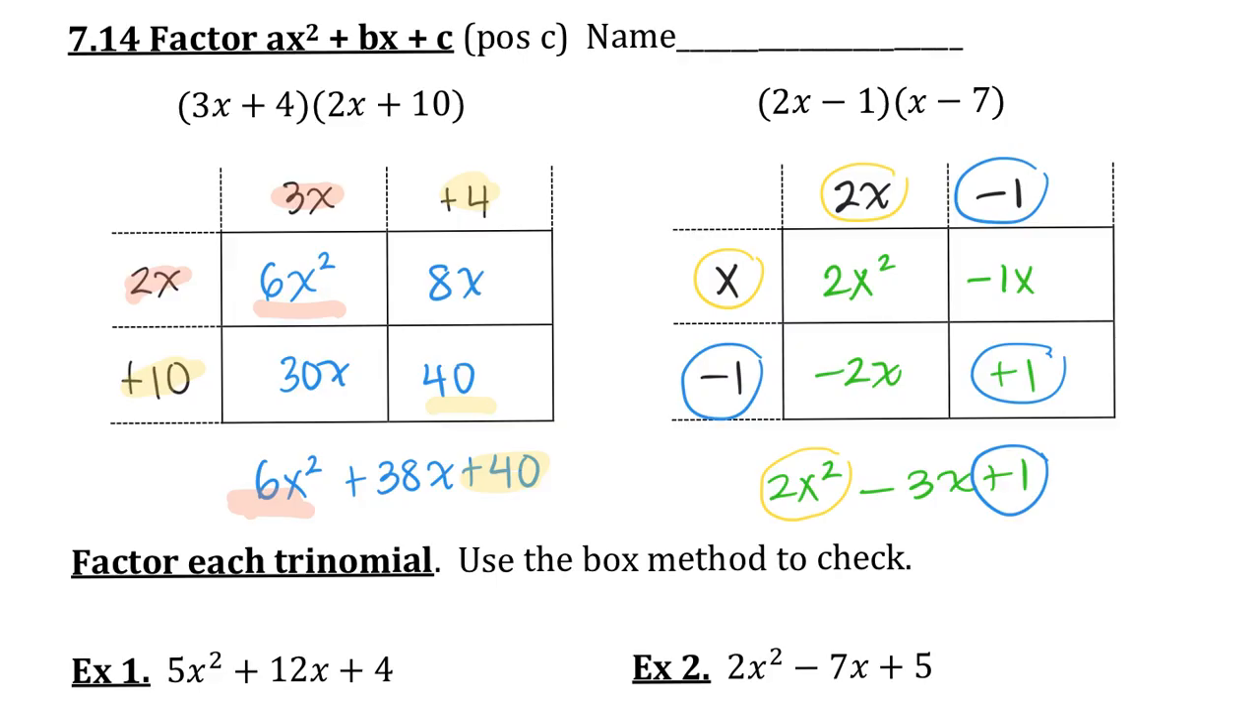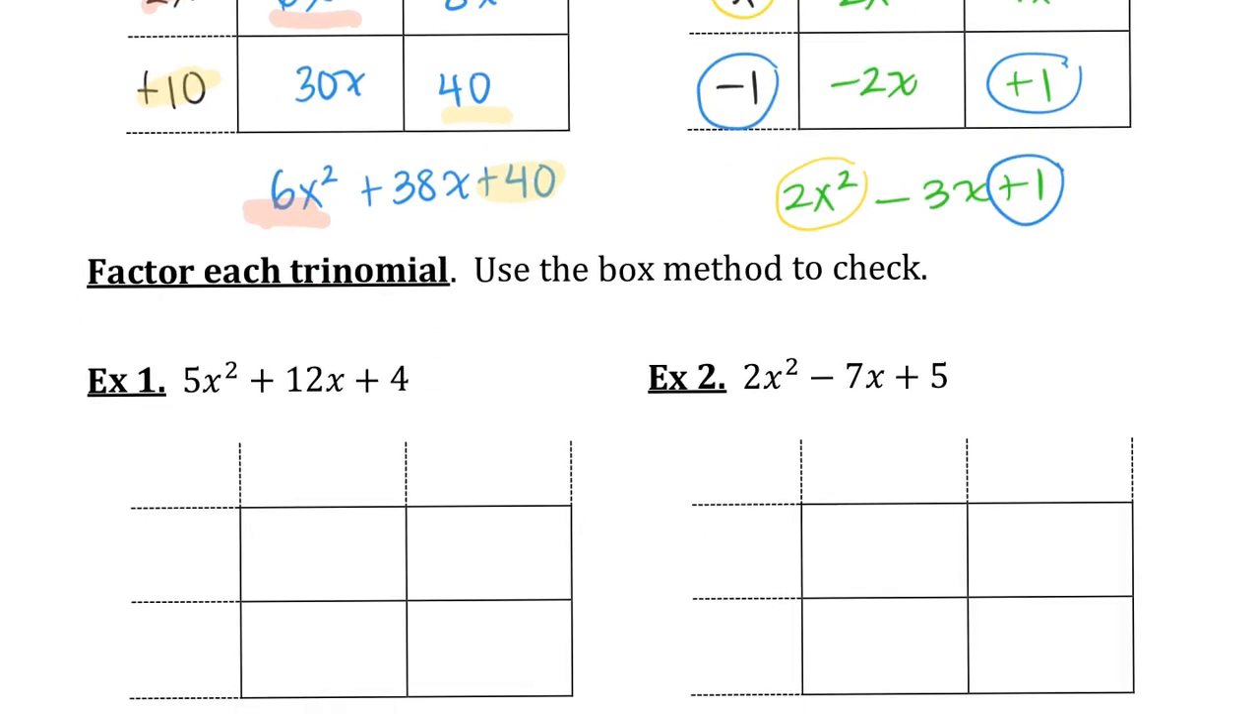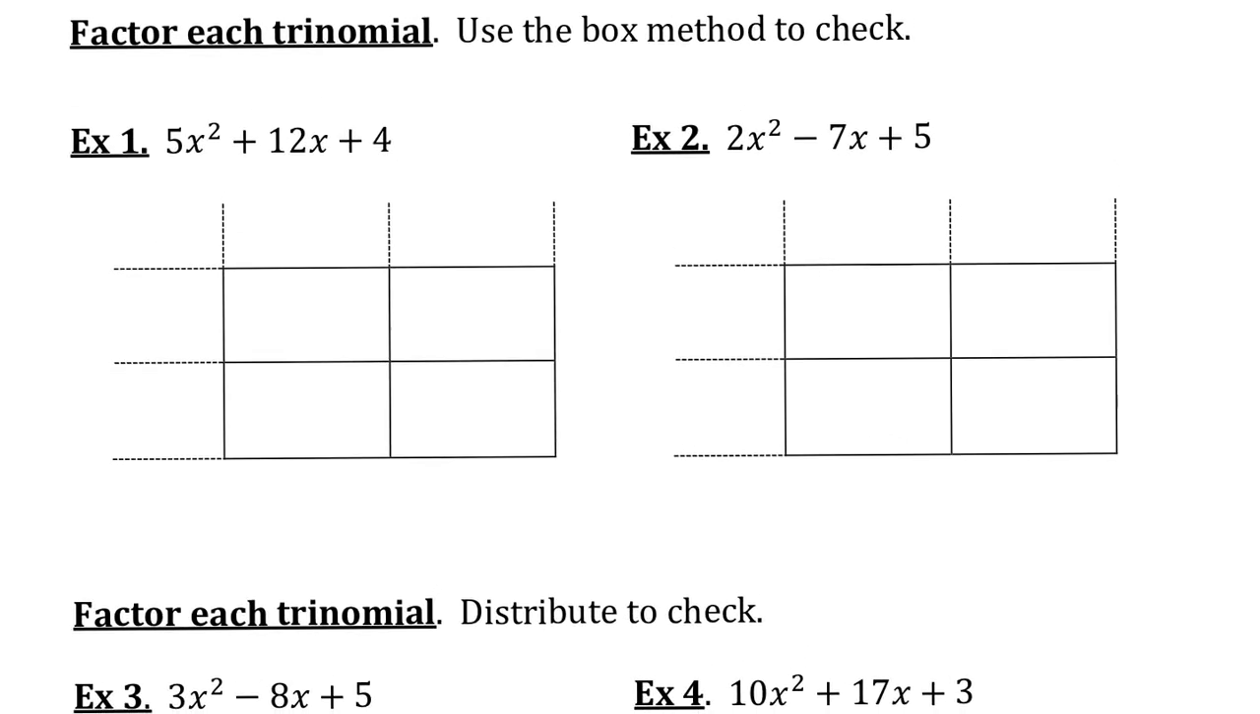Okay, the other thing I'm gonna look at is if this has all positives, this has all positives. Okay, for this one, the C is positive, but the middle term is negative. In order to make this positive and this negative, it's gotta be a minus minus. Okay, let's try it and see. We're gonna do the box method on these, but then we'll do distributing as well.